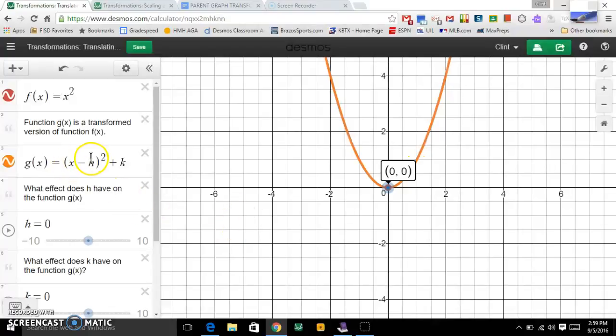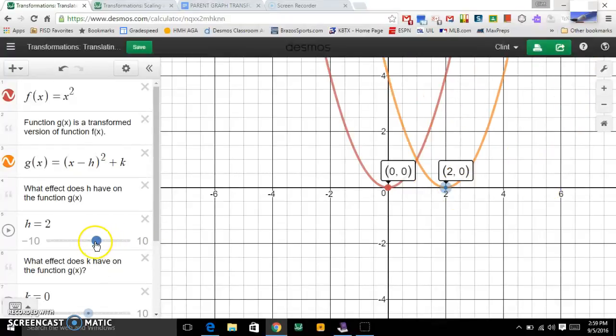Notice here I have a minus h inside the parentheses. Let's see what happens if h changes. What happened? The graph moved right. If the equation is changed to x minus 3 squared, that means it's going to move 3 to the right. If it's x minus 5 squared, 5 to the right. x minus 6 squared, 6 to the right.